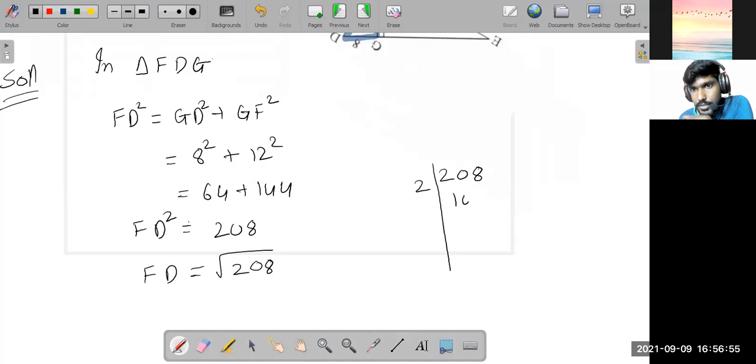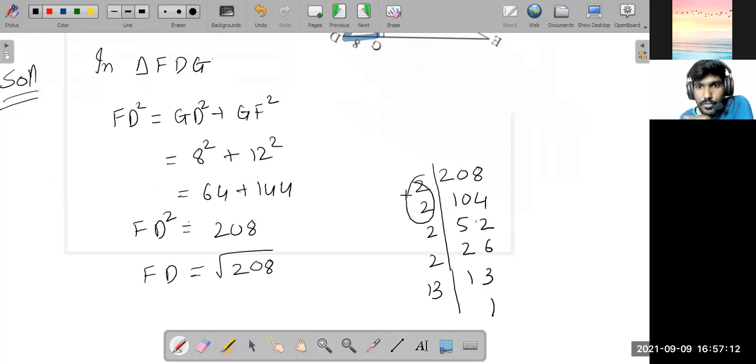2 ones are 2, 0; 2 fours are 8. 2 fives are 10, 2 twos are 4. 2 twos are 4, 2 sixes are 12. 2 ones are 2, 2 threes are 6, and then you can just write 13 ones are 13 because 13 is a prime number. So from here you have 2, from here you have 2. So multiply them, and what is left you write inside the root. It becomes 4 root 13.